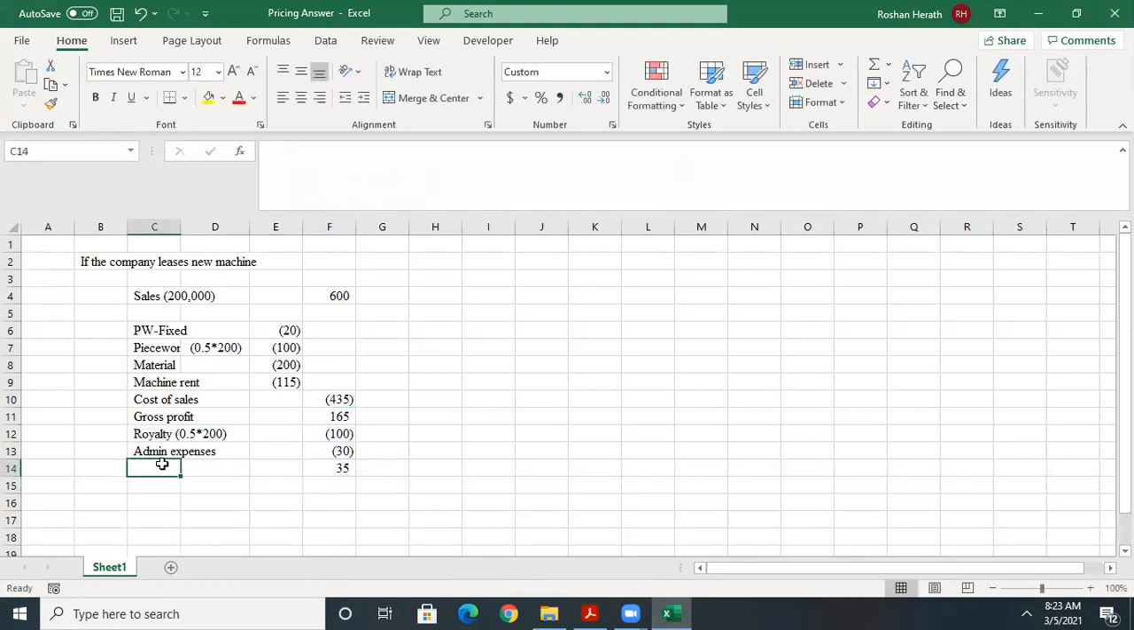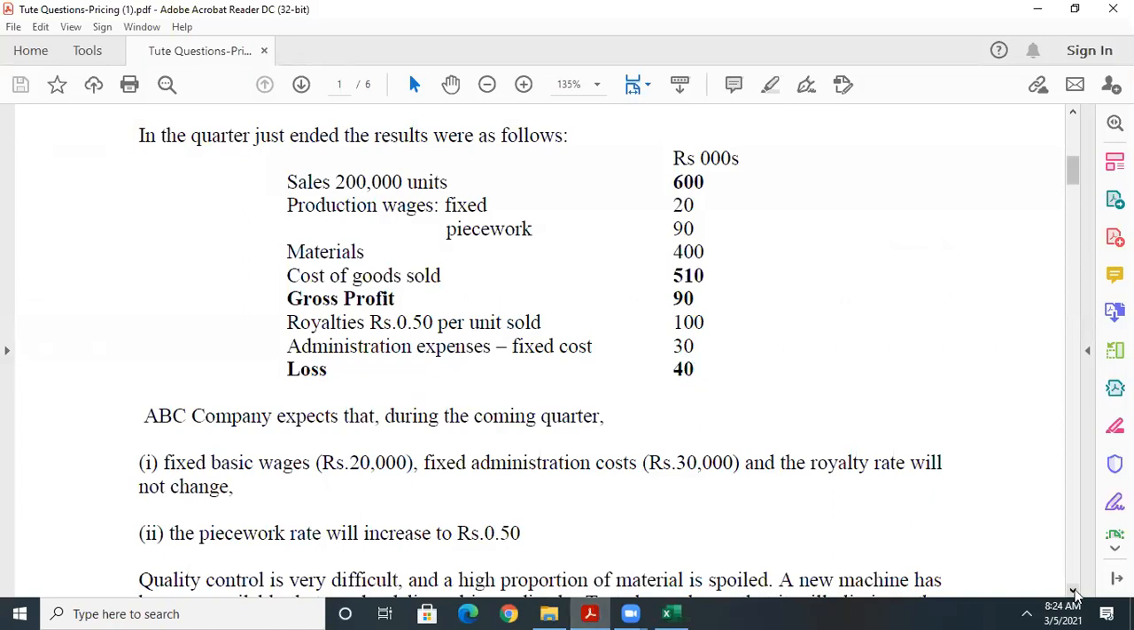If you consider that, then you may come up with the answer at this particular level. You can see there's a profit of 35. So earlier you had a loss of 40, but now you are better off. You're going to compare this 40 loss with the profit. So what is your conclusion going to be? Are you going to go ahead with leasing the machine or not?